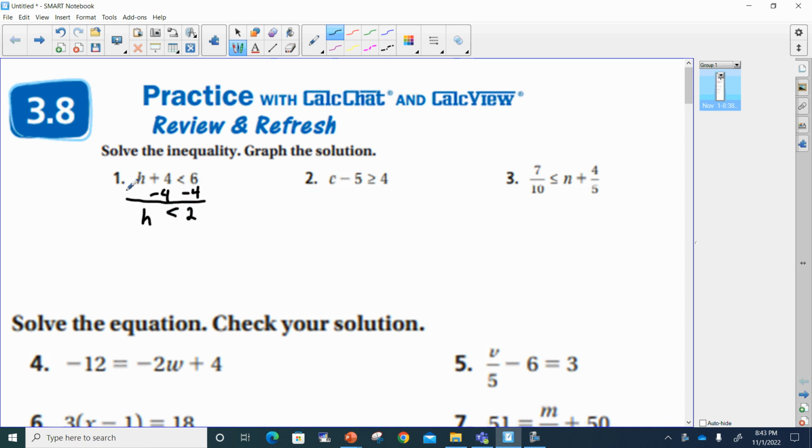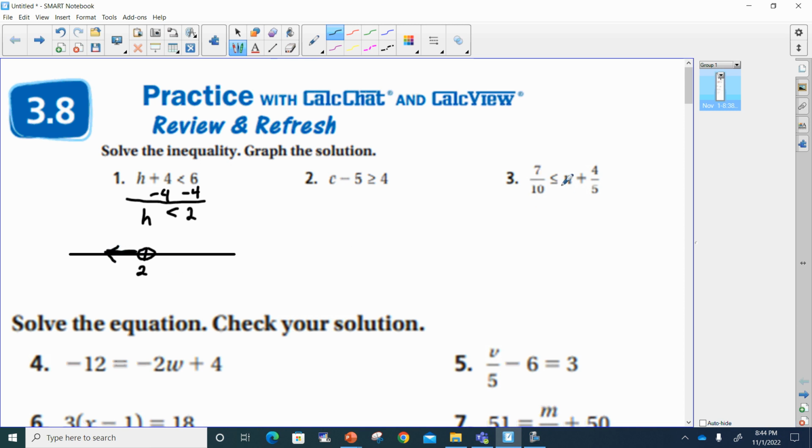When I graph this, I'm going to make a line. I'm going to go ahead and put my number 2 there. And then I'm going to remember that h is less than 2. So since it's less than, it does not equal 2. Put a circle there. And I'm going to shade in the area over here that's going to my left.